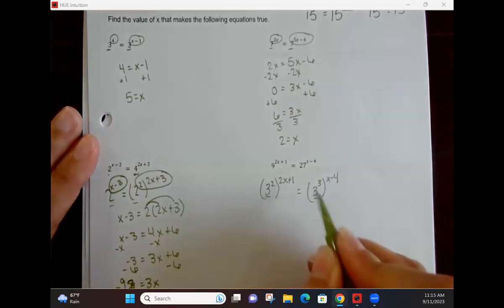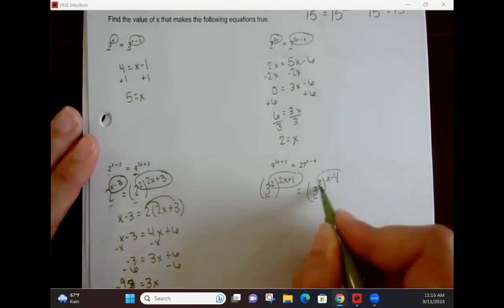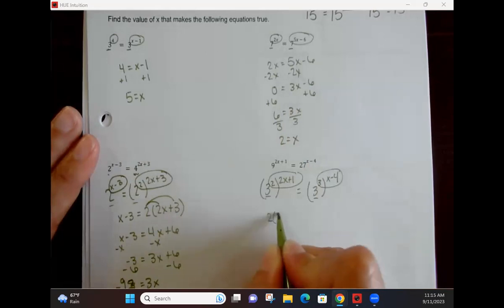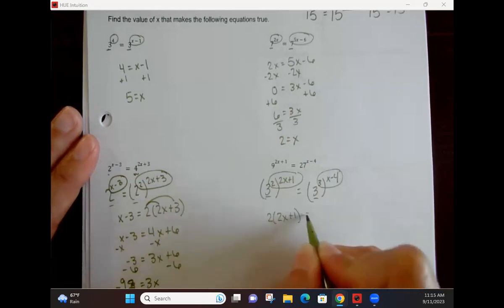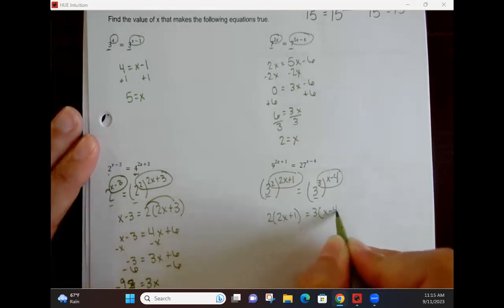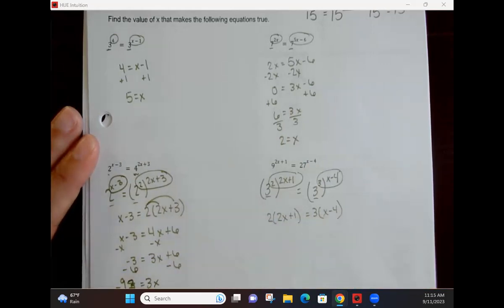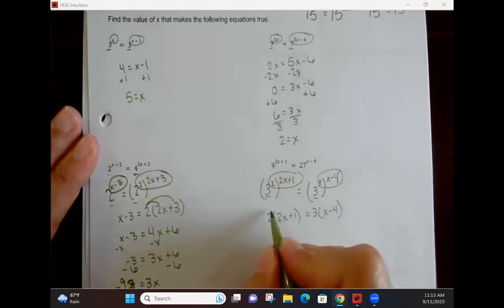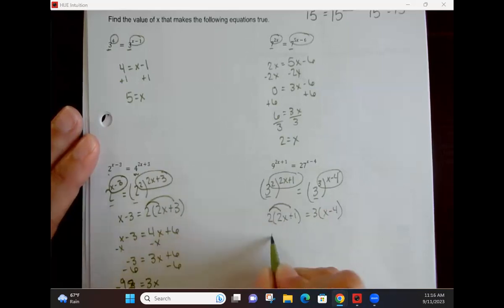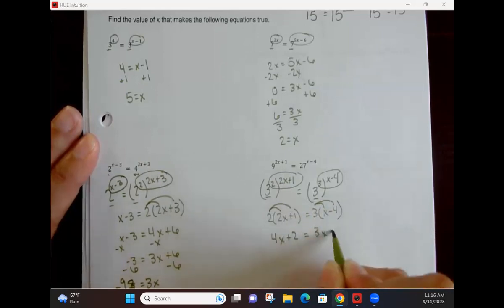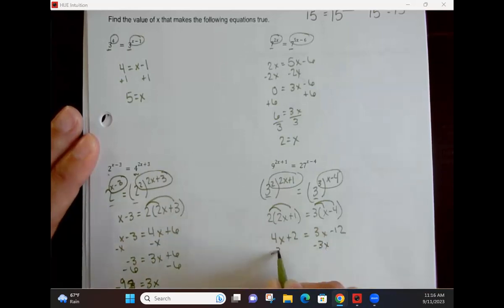Once the bases are the same, I can focus on the exponents. So this would be 2 times 2x plus 1 equals 3 times x minus 4. And then again, just be careful with your steps as you're solving. I'm going to distribute. So I get 4x plus 2 equals 3x minus 12. And move my x's together. And then get x by itself.